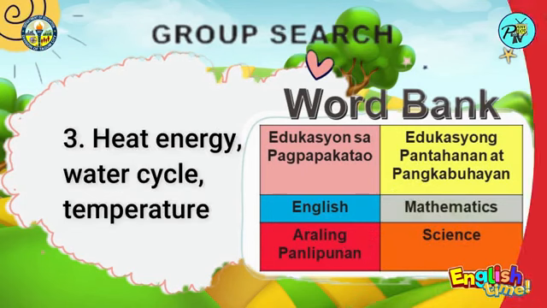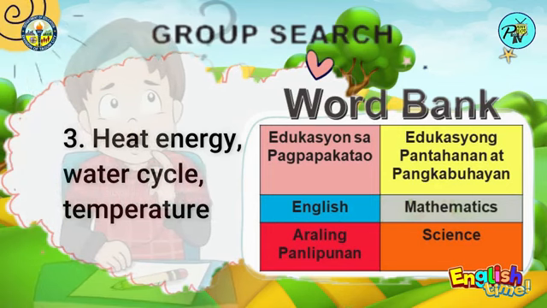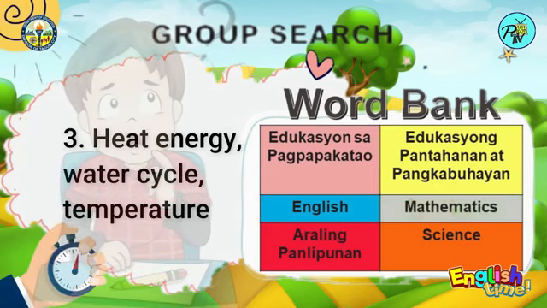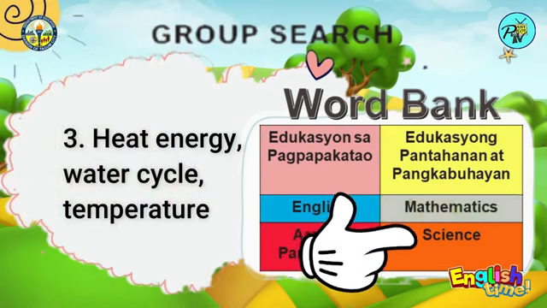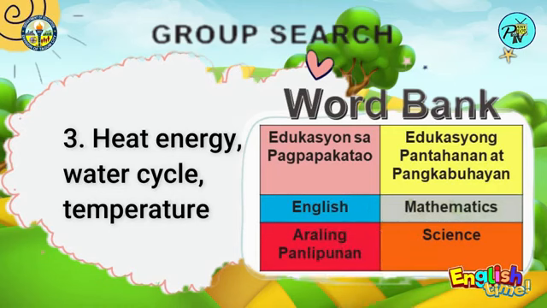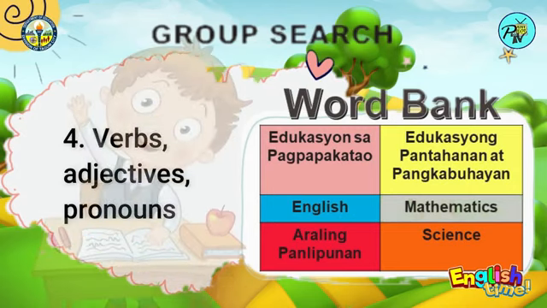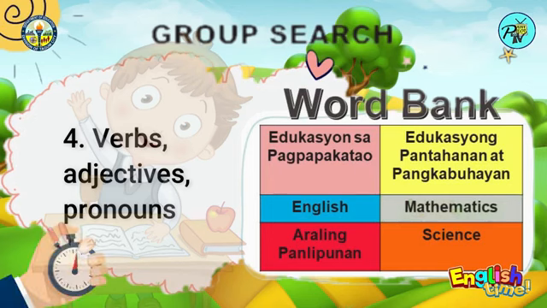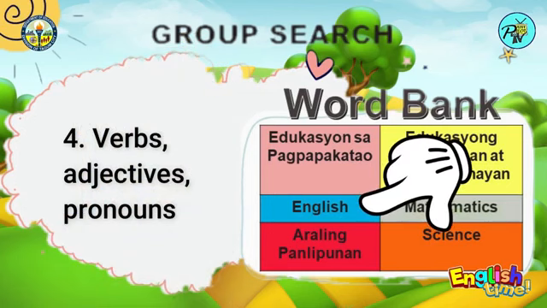Number 3. Heat energy, water cycle, temperature. What do you think is the subject? The answer is science. Lastly, number 4. Verbs, adjectives, pronouns. What do you think is the subject? The answer is English!